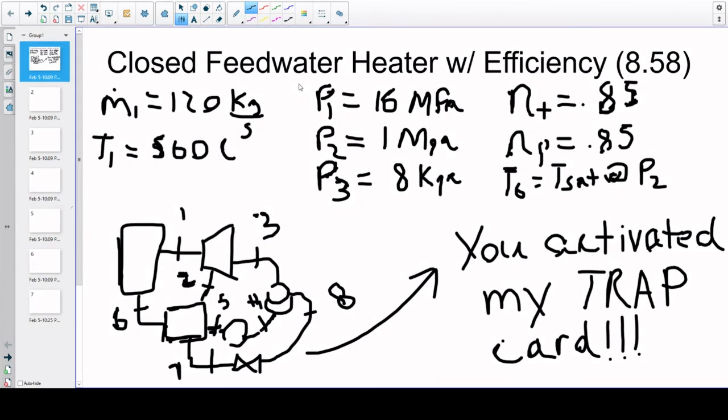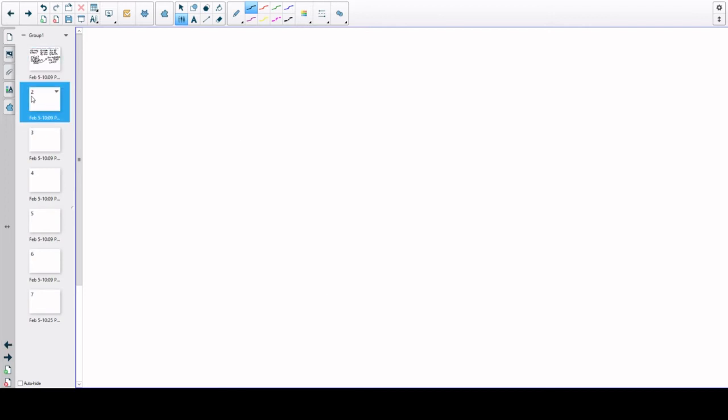This time it's a closed feed water heater with efficiency 8.58. If you want to see the problem statement, pause the video here. And we're getting right into it to try and keep the video to a minimum length, because these problems are pretty lengthy.